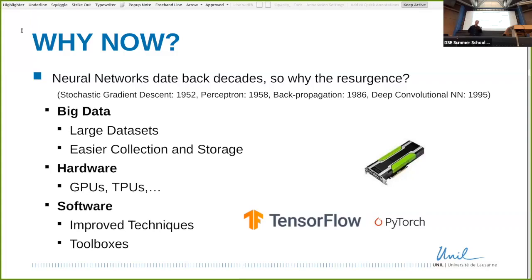Then there are of course science experiments. If you go to Geneva, the Large Hadron Collider, where they do these particle measurements, it produces petabytes and petabytes of data per second. It's an enormous amount of data there.